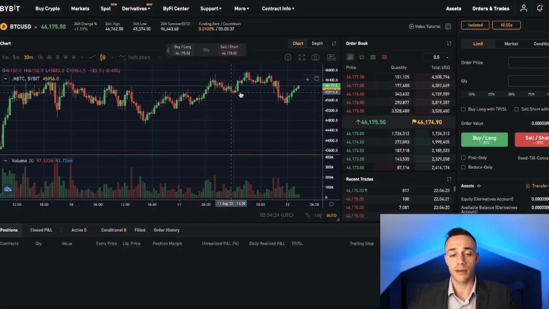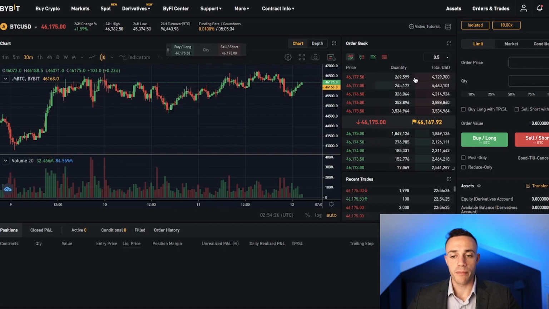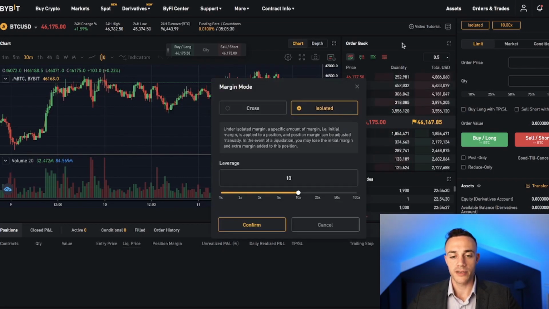So now this is very similar to spot trading. However, the main difference is up here in the top right, and this is basically your leverage. So you do either have the option of cross or isolated leverage. Basically for isolated, it means that your collateral can only be used for this one trade, this one position.